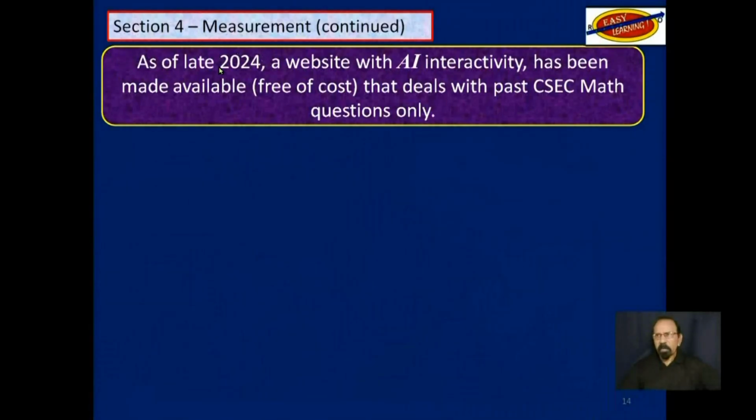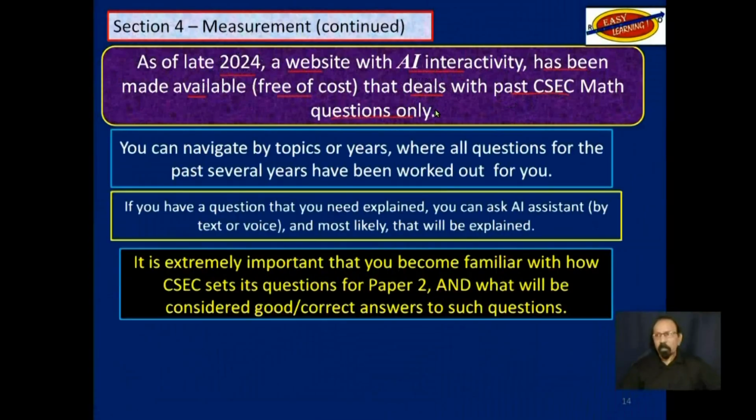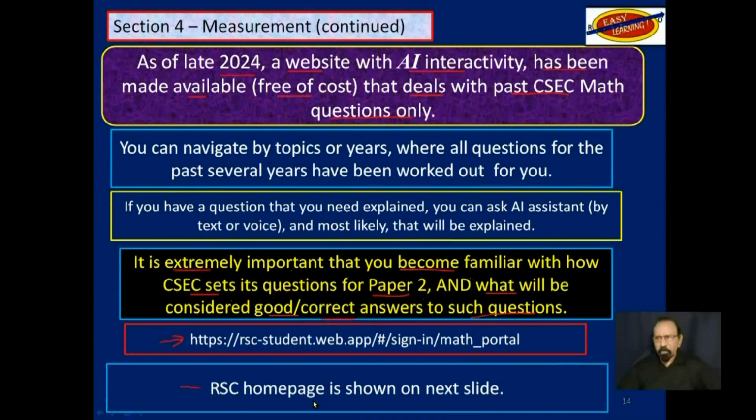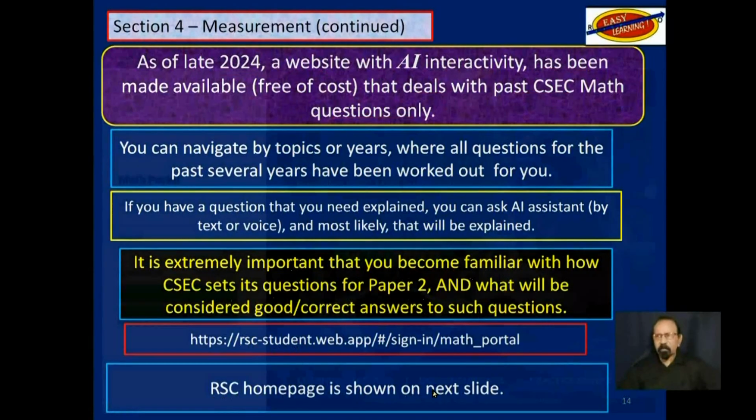Also, there is a website with AI interactivity that has been made available free of cost as of late 2024, and it deals with past CSEC math questions only from paper 2. It is extremely important that you become familiar with how CSEC sets its questions for paper 2 and what will be considered good or correct answers to such questions. This is the URL for that website. The home page is shown on the next slide.